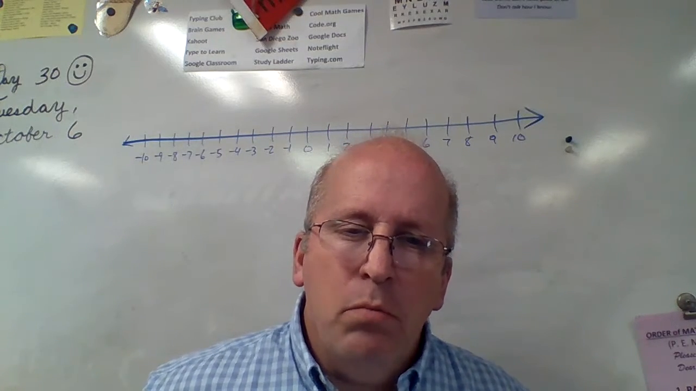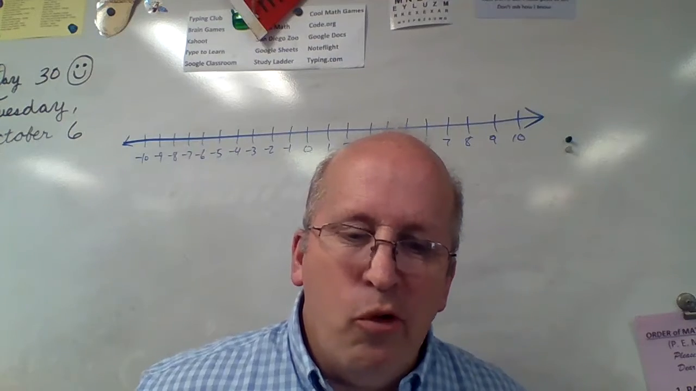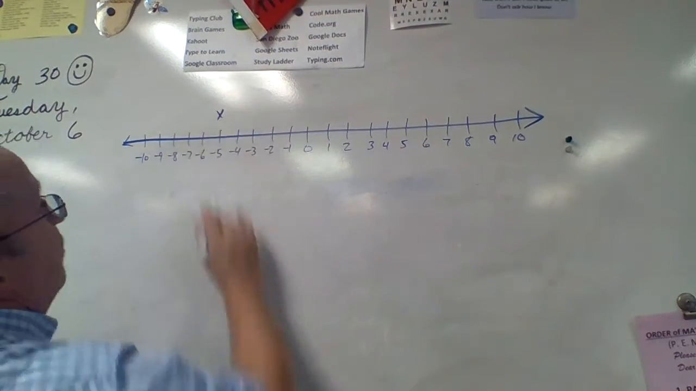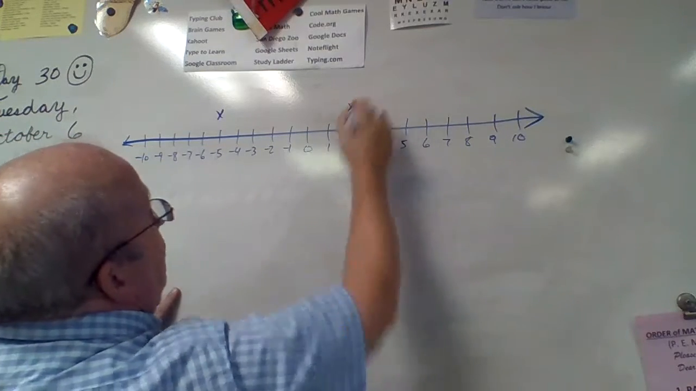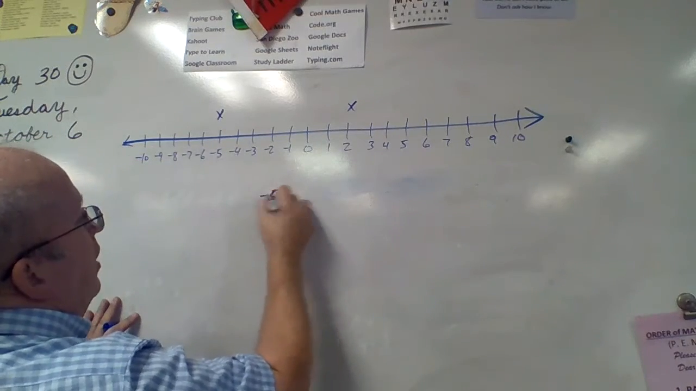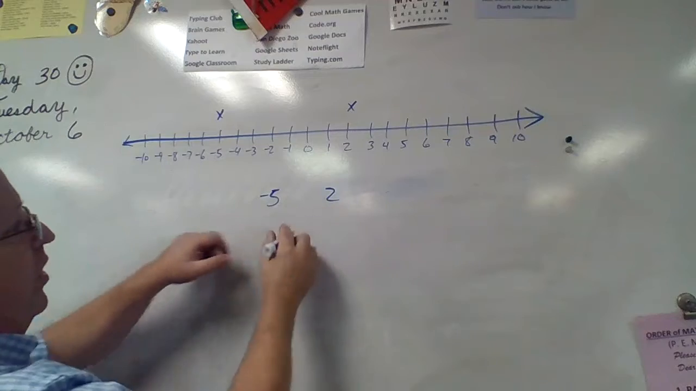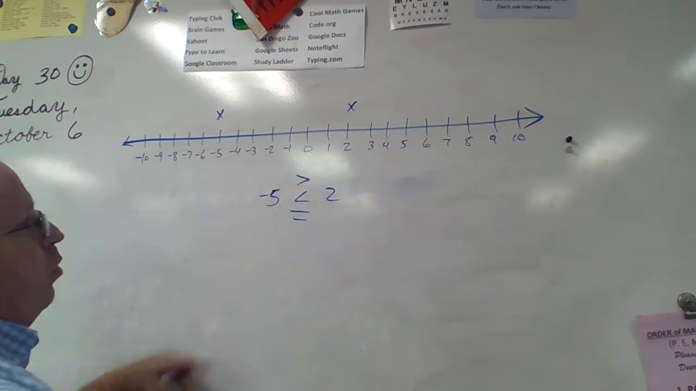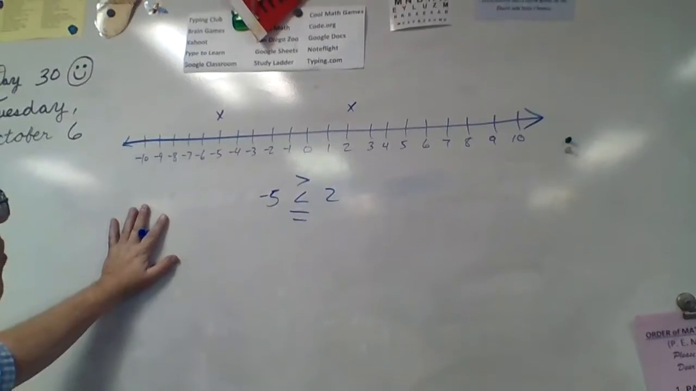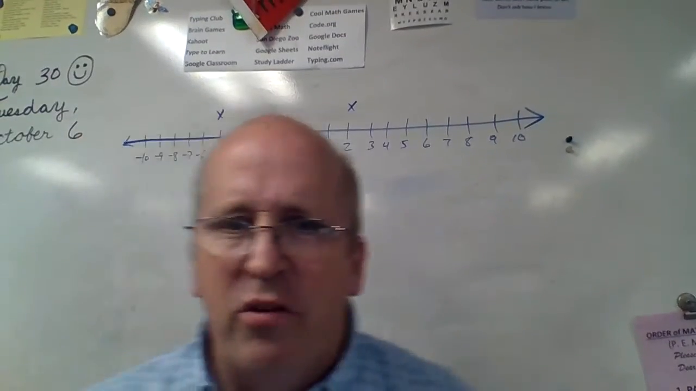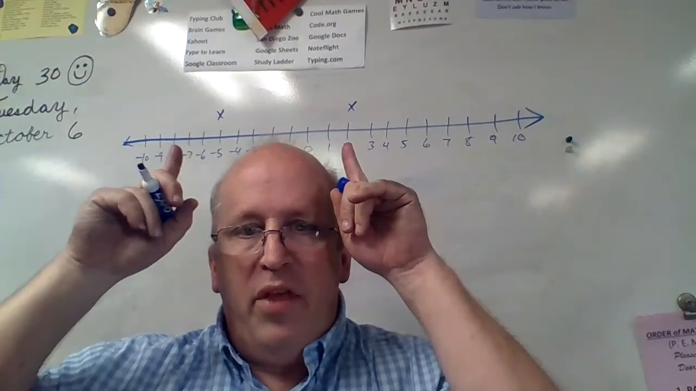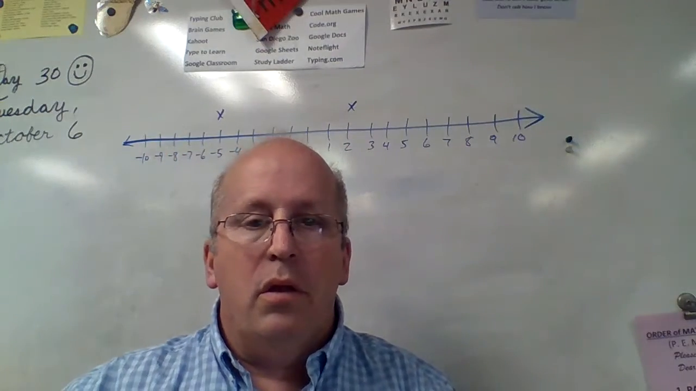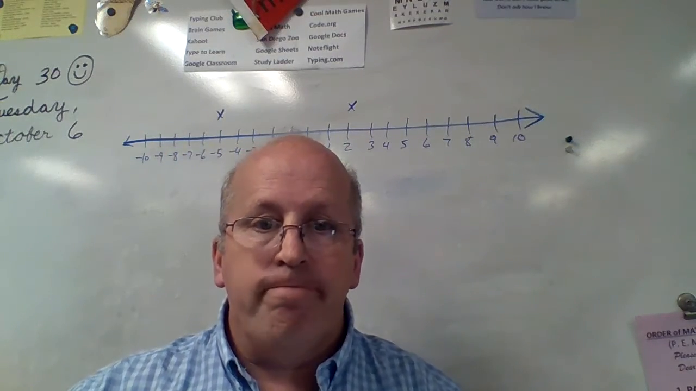Something to think about. How do you tell which number's bigger? If I put an x above -5 and I put an x above 2, and I say to you, which sign would go here? Is it better to write greater than, less than, or equals in this particular circumstance? Well, the rule about this is pretty simple. The number that is furthest to the right is the number that is bigger.